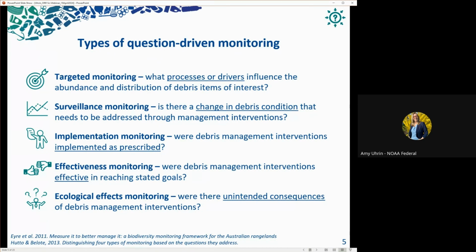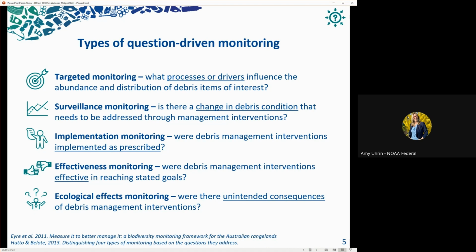So oftentimes when it comes to marine debris on shorelines, we want to know, what are the drivers influencing the distribution and abundance of debris on shorelines? And then oftentimes we want to know, well, over time, are we seeing a change in debris condition? Is it going up? Is it going down? Is it staying the same? Because perhaps if there is a change, especially if it's going up, then there might need to be some management intervention that we need to think about.